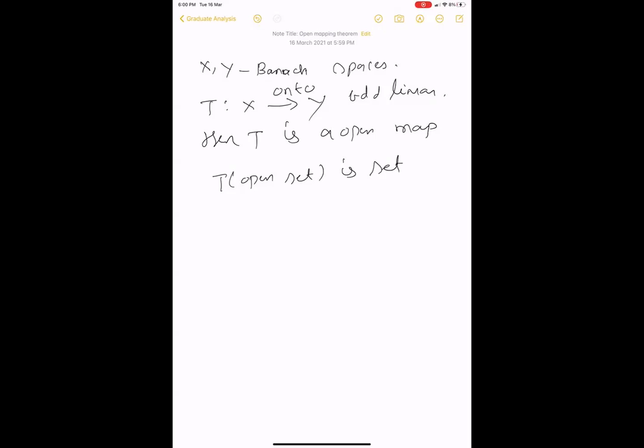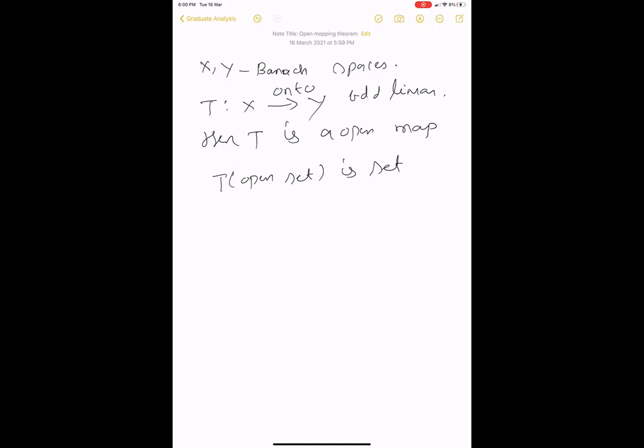The range of T sometimes may not be closed. The range need not be closed always. So if the linear operator is such that the range is closed, then it is an open map. That's what this says. If X, Y are Banach spaces, this is the open mapping theorem. The statement is: if X, Y are Banach spaces, T is a bounded linear map from X onto Y, then T is an open map.